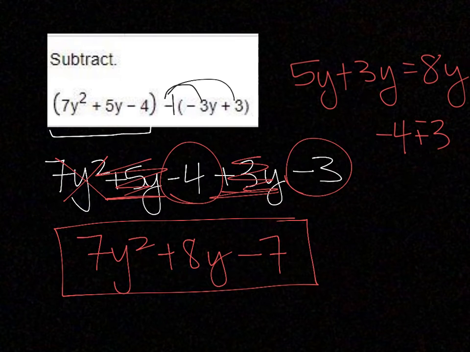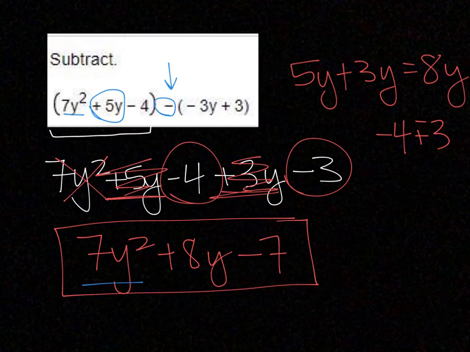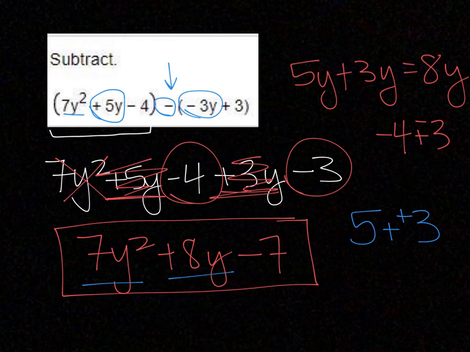The other way you can do this is you can just use that subtraction symbol right here. And let's get rid of the rest of this stuff. So if we use the subtraction symbol, I can do 7y squared has no friends, so it's just 7y squared. Then positive 5 minus a -3. If we go do, we're back to plus. So 5 plus 3 is 8, so 8y.